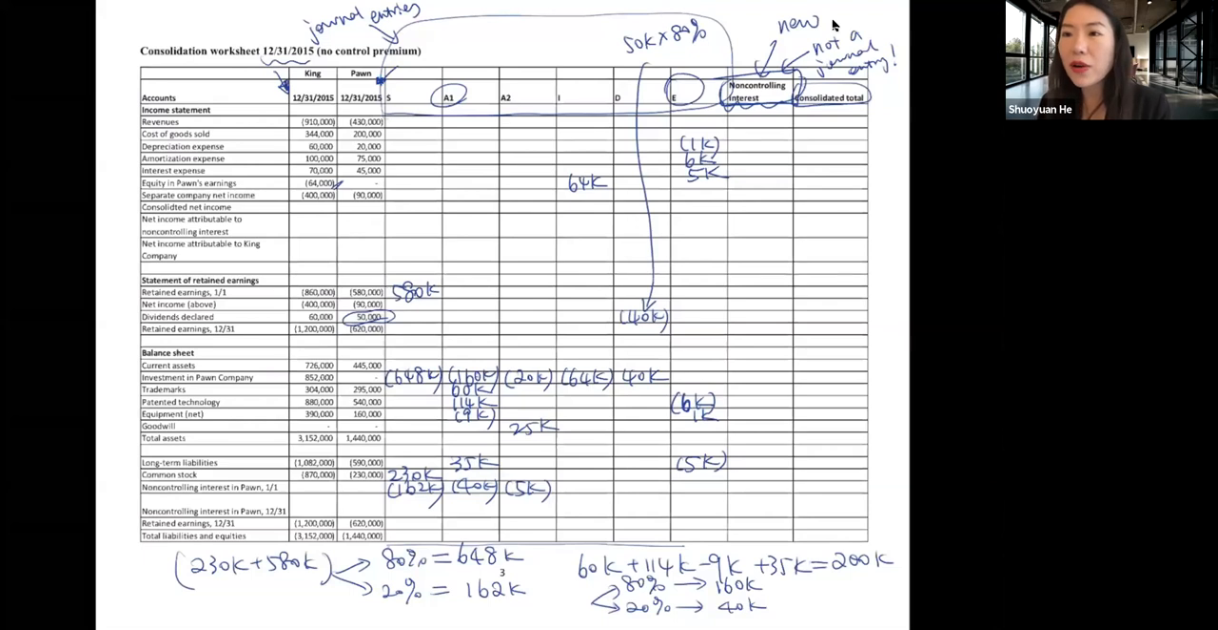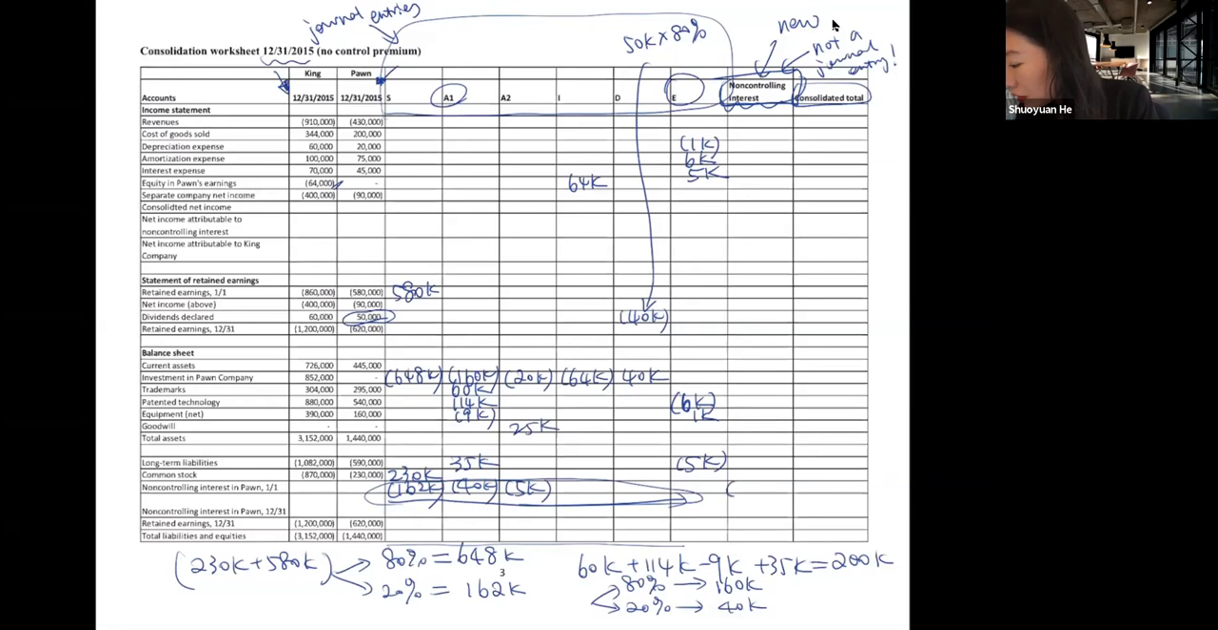What do we do for this column? We first start by calculating the non-controlling interest beginning balance. So the non-controlling interest beginning balance is basically the sum of those numbers. That will give you 207,000. So this is step 1, the first number you need to calculate for this column. And then you need to know how much of the current year net income belongs to the non-controlling interest. So, net income attributable to non-controlling interest.